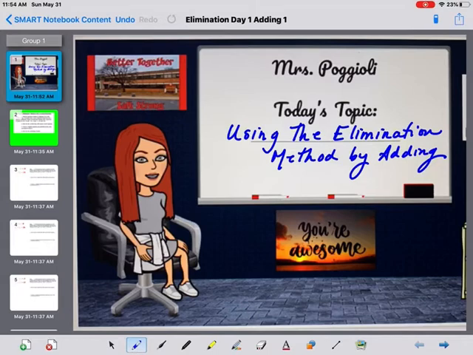So we're going to be starting the last section of solving systems of equations, but we are going to be using algebra instead of graphing to get the point of intersection. There are two different ways of doing this. One is called the elimination method and one is called the substitution method. We are going to start with the elimination method.